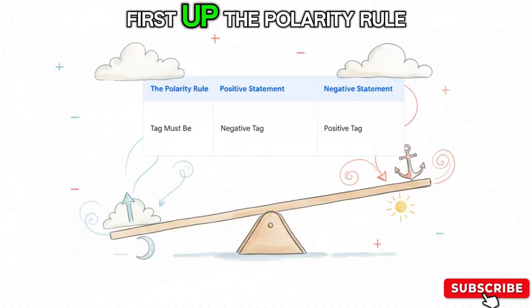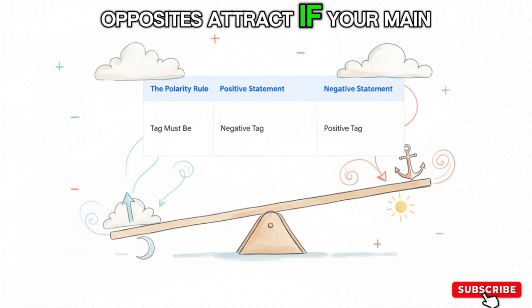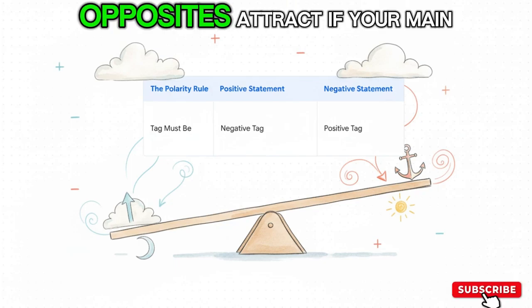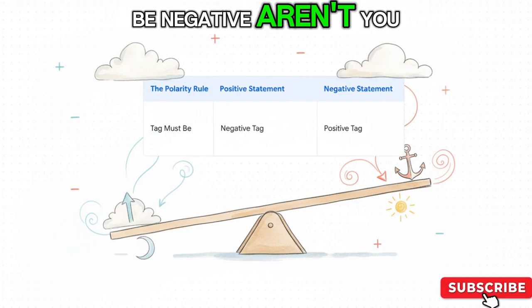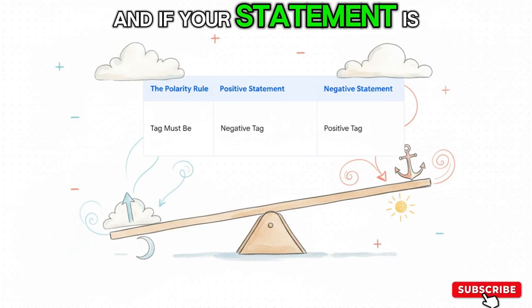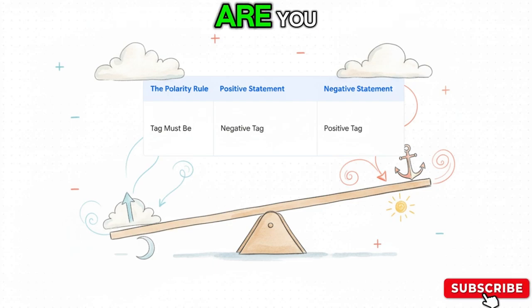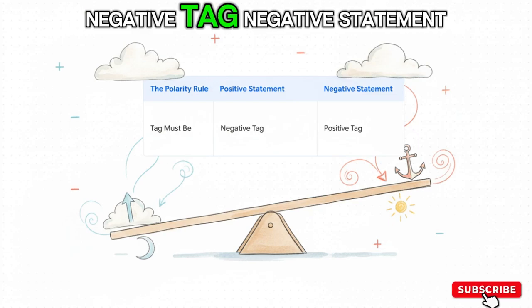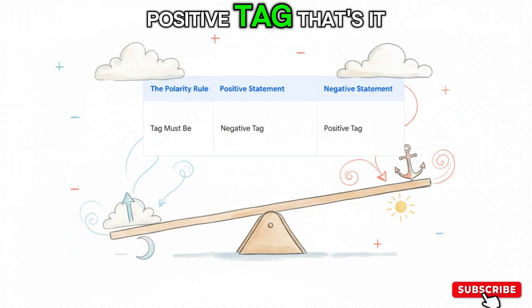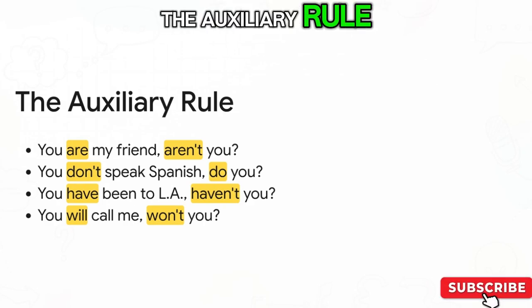Okay, first up, the polarity rule. I want you to think of it like a magnet. Opposites attract. If your main statement is positive, like you are my friend, your tag question has to be negative, aren't you? And if your statement is negative, like you are not hurt, the tag flips to positive. Are you? See, it's all about balance. Positive statement, negative tag. Negative statement, positive tag. That's it.